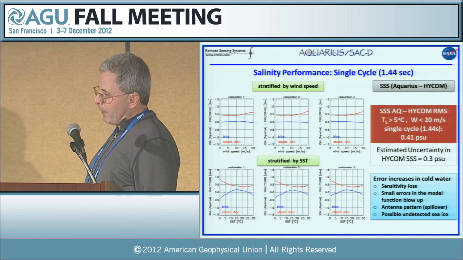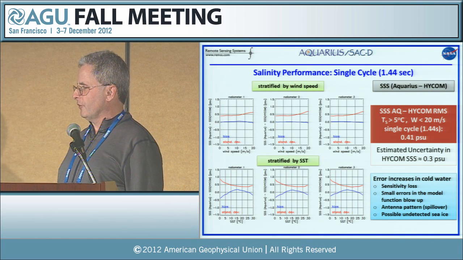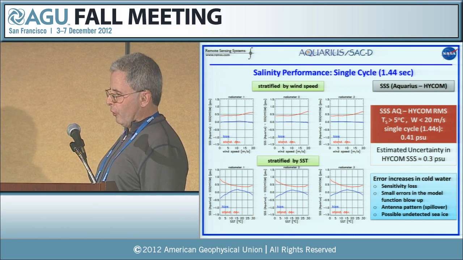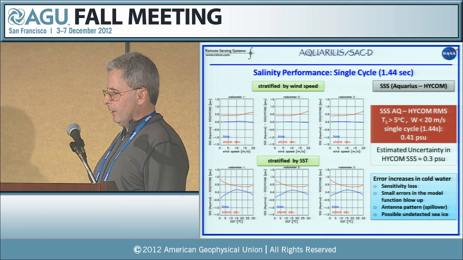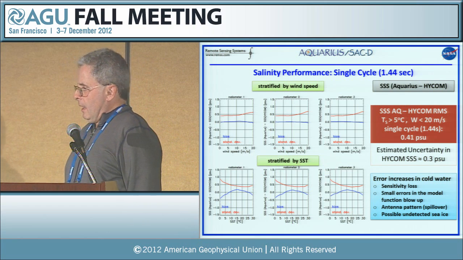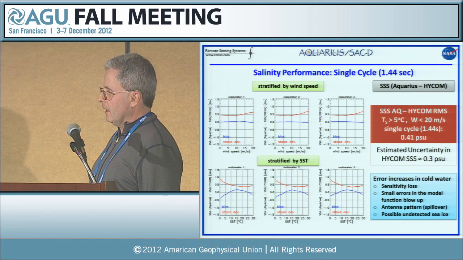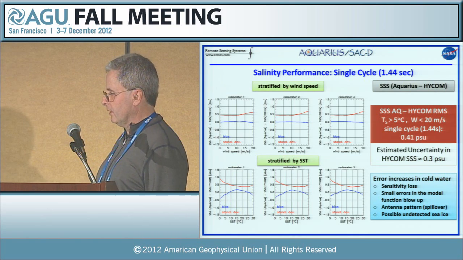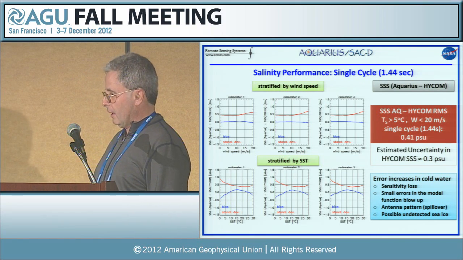Coming now to the performance of the salinity retrieval. That's one single cycle observation, about 1.44 seconds. And our ground truth for that comparison was a HYCOM salinity field. The upper curve shows a bias in blue and standard deviation in red as a function of wind speed, and the lower panel the same thing as a function of SST. As I mentioned, roughly the RMS or RSS between Aquarius and HYCOM for temperatures above 5 centigrade and wind speeds below 20 meters per second is about 0.41 PSU with the improved roughness correction.